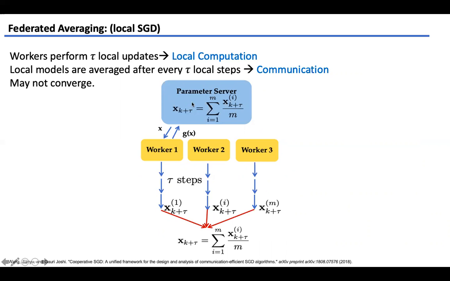Therefore, the workers are not communicating with the parameter server at every iteration. They are communicating with the parameter server every tau iterations, so that can reduce the communication cost.